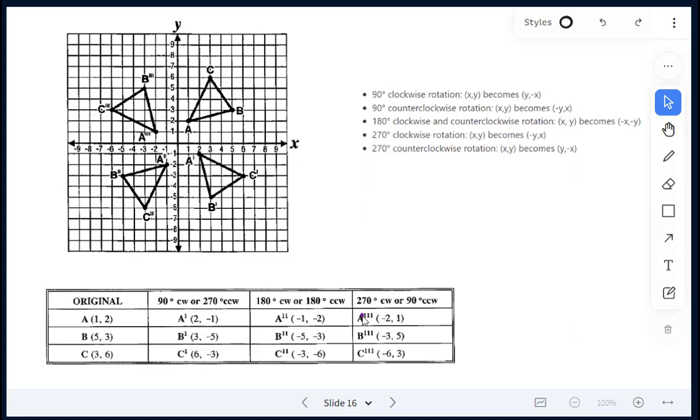And then 270 degrees counterclockwise, so 90, 180, 270 is here. It's the same thing as if we had turned 90 degrees counterclockwise, which would be here. All right, so notice our points. Our original was 1, 2. It became negative 2 and 1, which makes sense because it's in this quadrant.